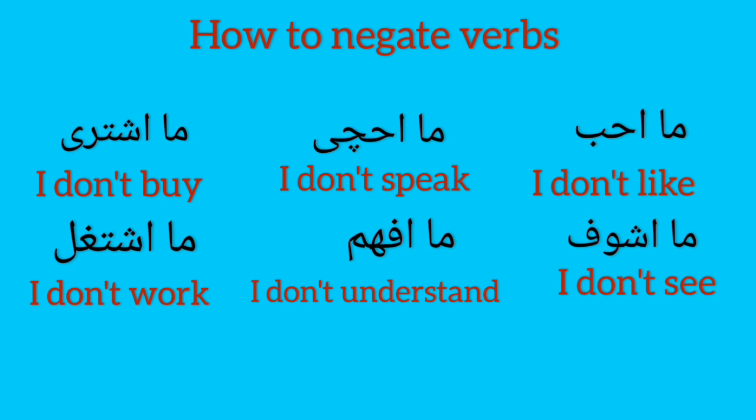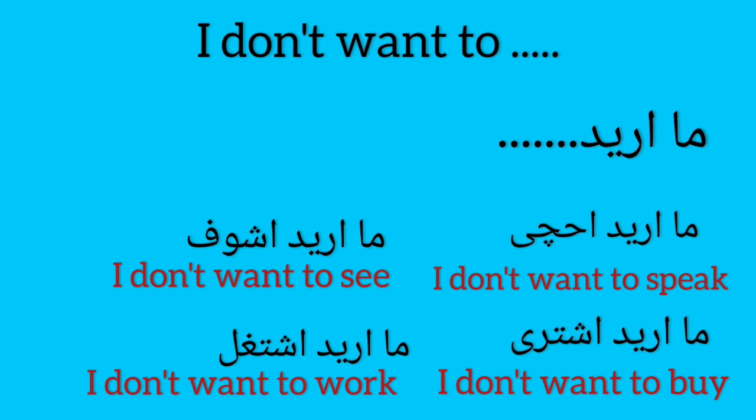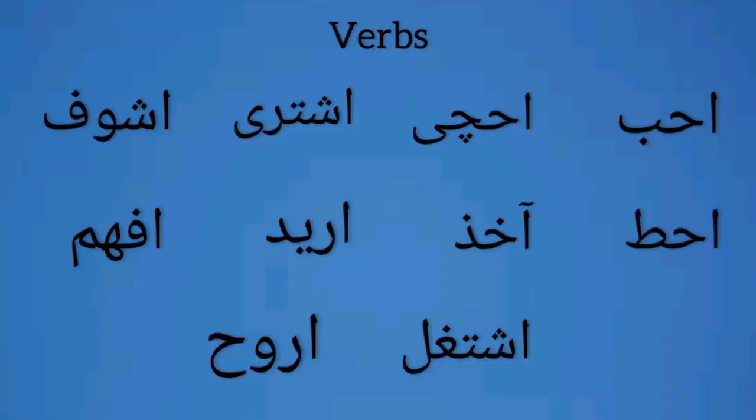It's so easy, okay? But if you want to negate أريد, you have to add ما before the أريد. ما أريد. For example, ما أريد أحكي, I don't want to speak. ما أريد أشوف, I don't want to see. ما أريد أشتري, I don't want to buy. ما أريد أشتغل, I don't want to work. Okay? And the last verb is أروح.